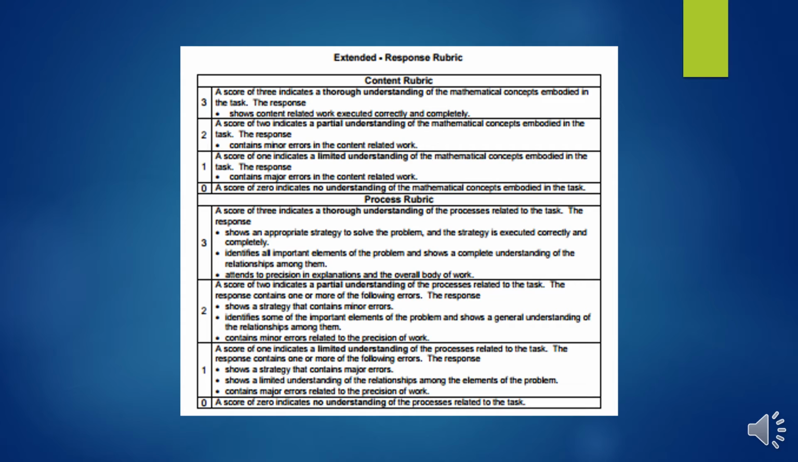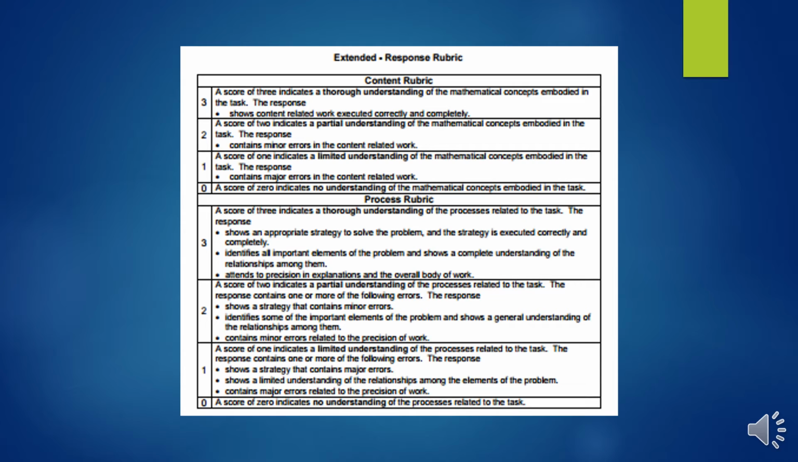A score of 1 shows a limited understanding, and it contains major mistakes in the actual math work. A score of 2 shows a partial understanding of the math concepts, but it might contain some minor mistakes in the actual mathematical work. A score of 3 in content indicates a thorough understanding. This means that you showed that you really understand how to solve this problem. It shows content-related work executed correctly and completely. You did all of the math, and you did it right.